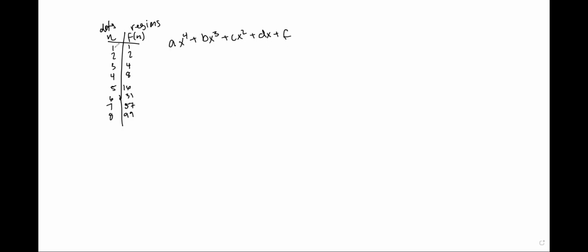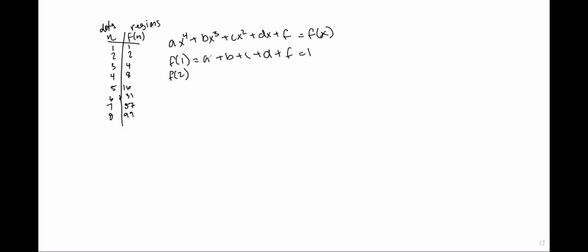And I know that when I plug in 1 for x, I should get 1 as the output. I used x there, but n here, so it's not very important. I just want to be consistent with at least my equation matching. So when I plug in 1 for x, I'm going to get a times 1 to the fourth, which is just 1. Same thing, plus b plus c plus d plus f is equal to 1, because we already know there's one region.